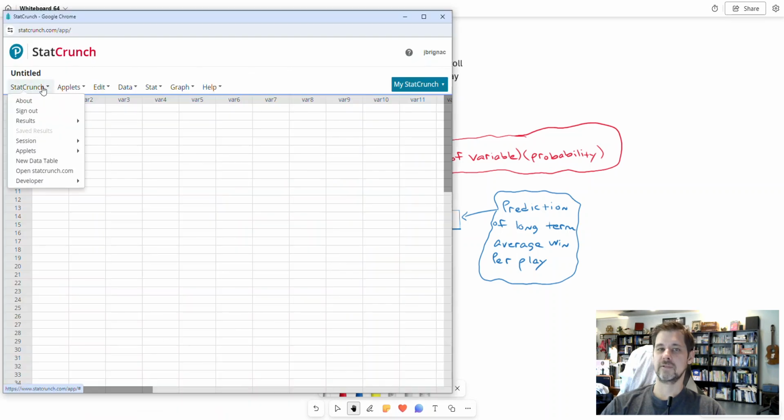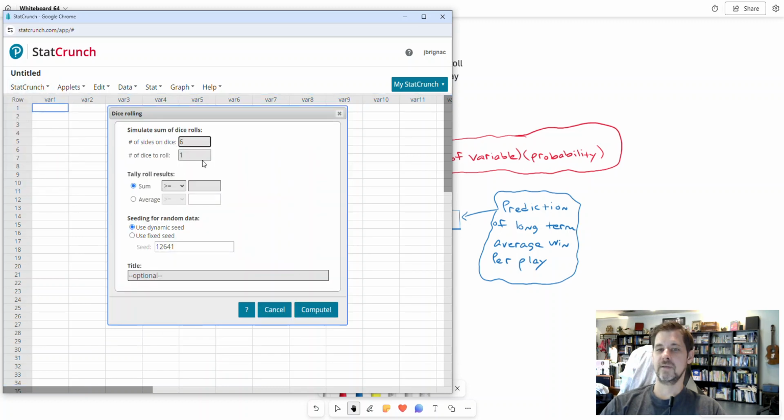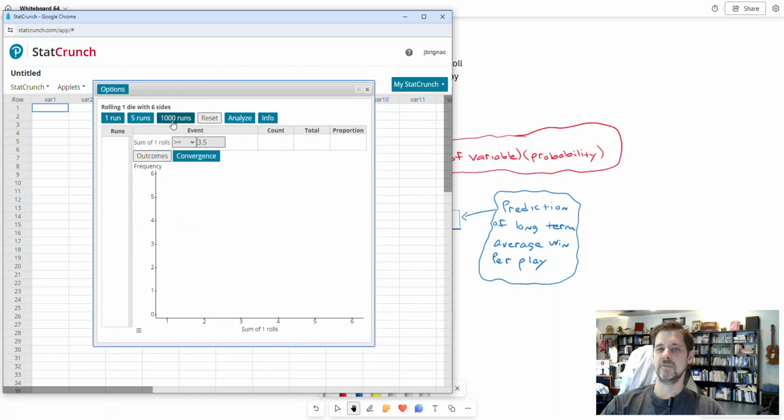In StatCrunch, if you go to Applets, and remember StatCrunch is included with my math lab, and then I go to simulation, it simulates dice rolling, okay? And then I could enter in the specifics of how I want it to work. So in this game, I'm saying, oh, I got a 6-sided die, and I'm just going to roll one of them. That's the way the game was. And I'll just do compute, and what it does is give me the option to roll it 1,000 times or 5 times or 1 time, and it will just give me the results.